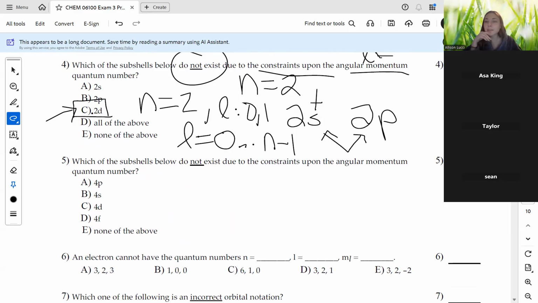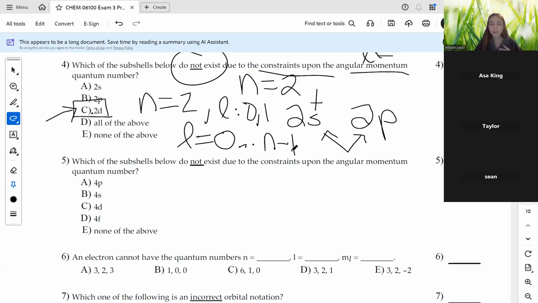Yeah, so 2S can exist because we can have an L of 0 with an N of 2. 2P can exist because we can have an L of 1. Remember, an L of 1 is for P, L of 0 is for S. But we can't have an L, which gives us the angular momentum, the shape, of 2 with an N of 2 because we stop at N minus 1.